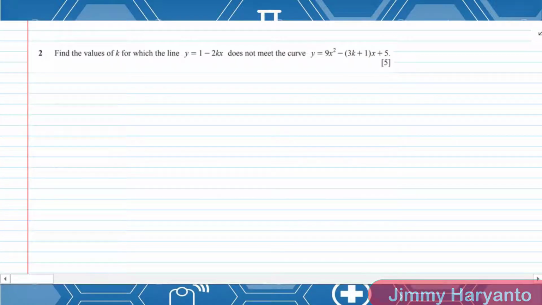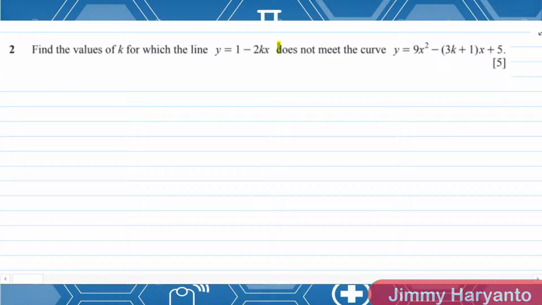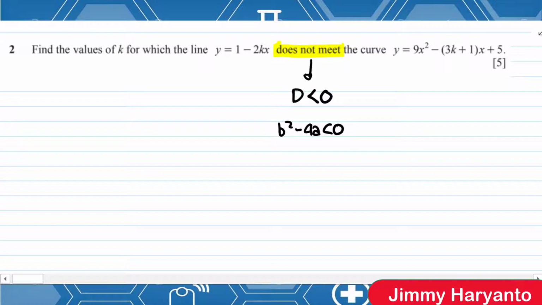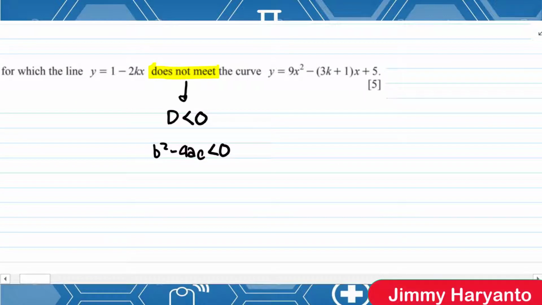Okay, next is number 2. Find the value of k for which the line does not meet the curve. Okay, we have this keyword, does not meet, which means discriminant less than 0. When you read does not meet, your brain should remember discriminant less than 0, or b squared minus 4ac less than 0. But before that, we have to intersect them. Meet means intersect. Okay, intersect means substitution.